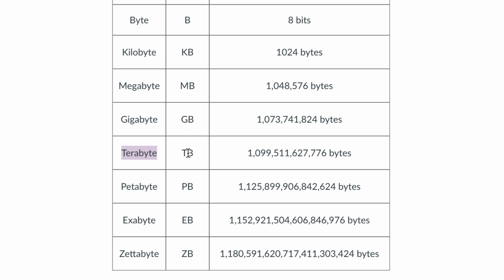We also have a terabyte, which is going to be the TB, and that is going to be 1,099,511,627,776 bytes, or that number times 8 bits. And then the petabyte, which just goes up from there.